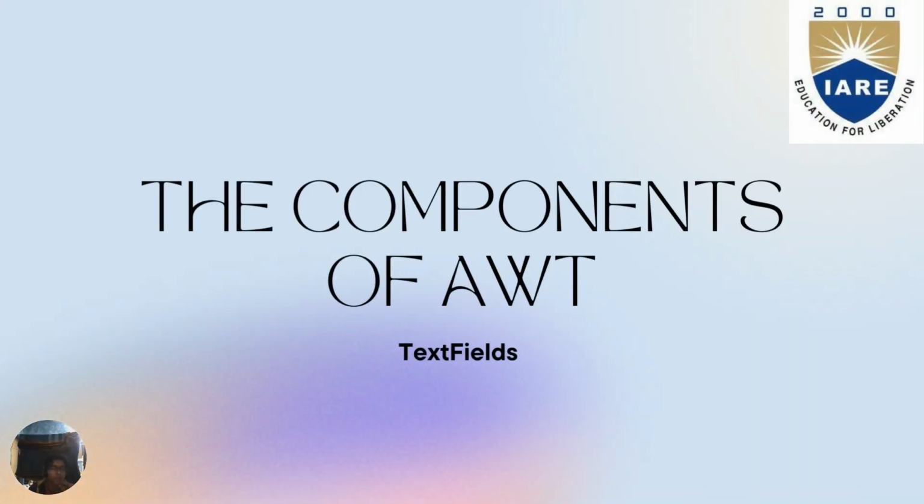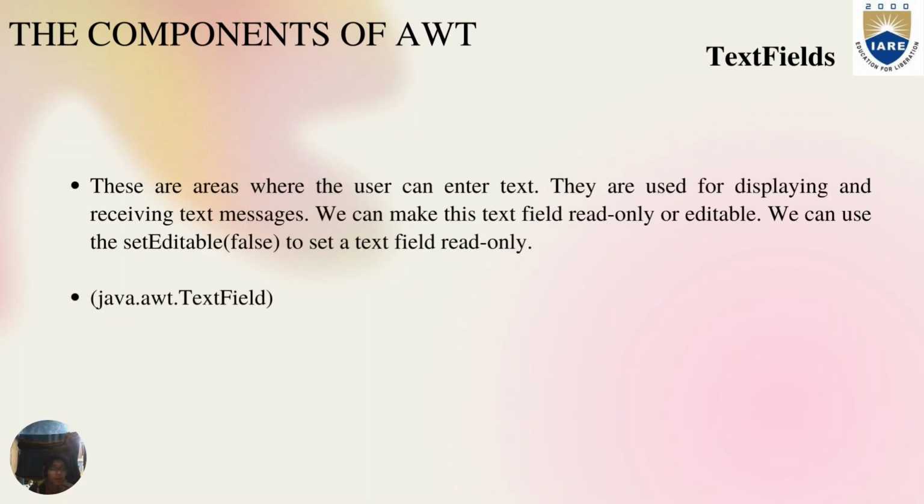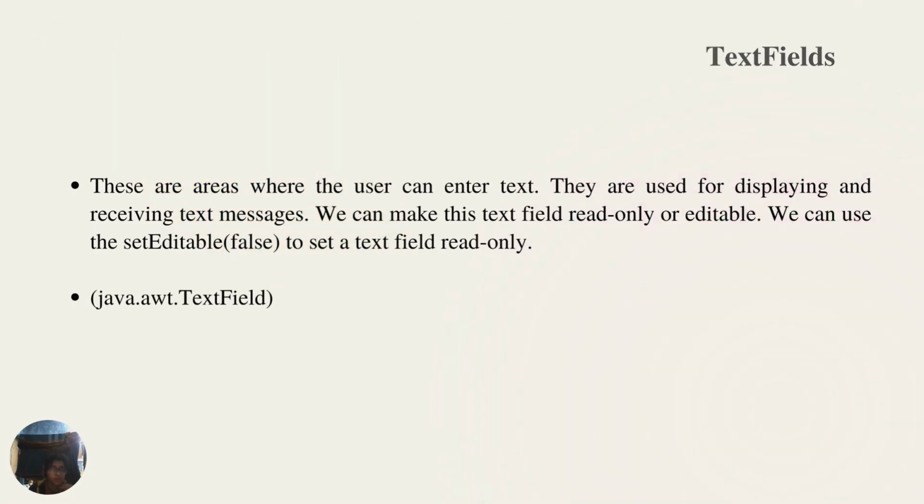The final component of the AWT is text fields. Now, these are areas where the user can enter text. They are ready for displaying and receiving text messages. We can make the text field read-only or editable. We can use setEditable(false) to set the text field read-only. The expression that is used to initialize the component is java.awt.TextField.